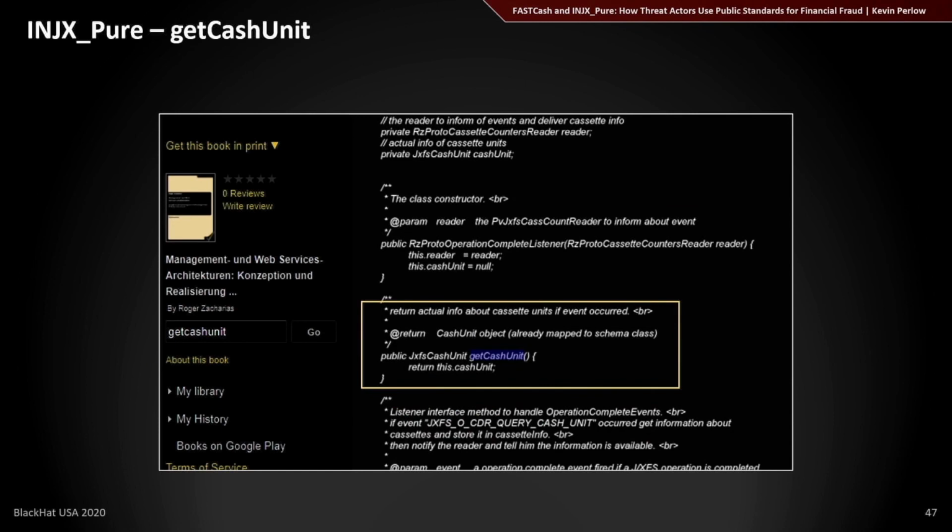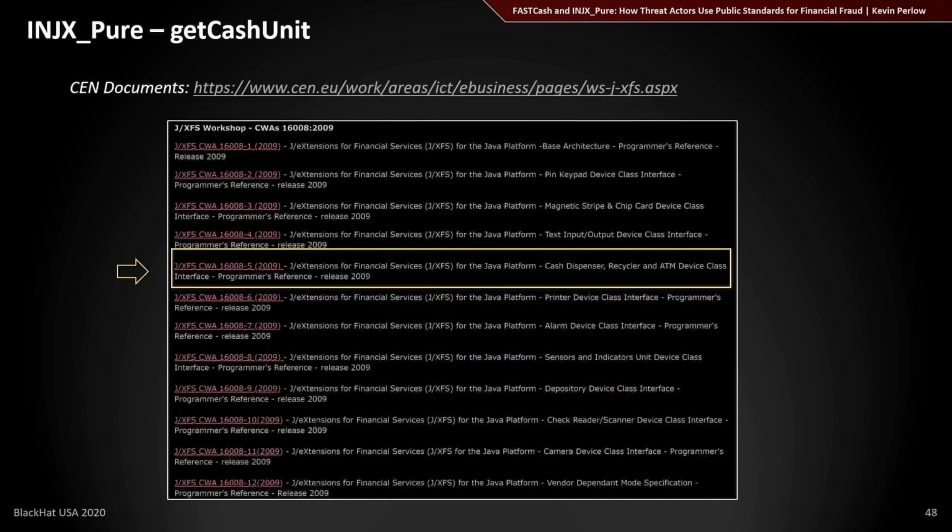It's from like 2004. And you can see here that a call to getCacheUnit within this JXFS implementation within this book will return this .cacheUnit. Not super illuminating if you're trying to figure out what this is doing, but it at least indicates that we're probably on the right path to determining that this is XFS.